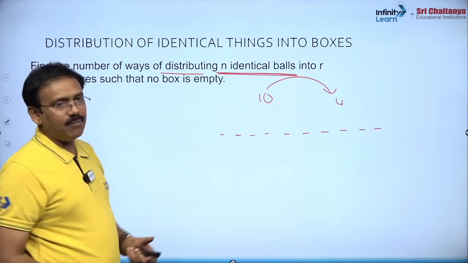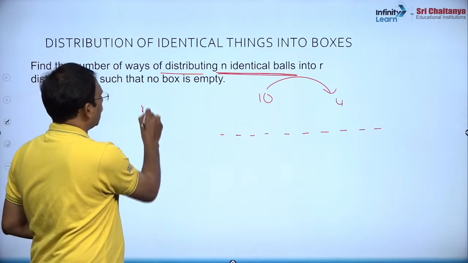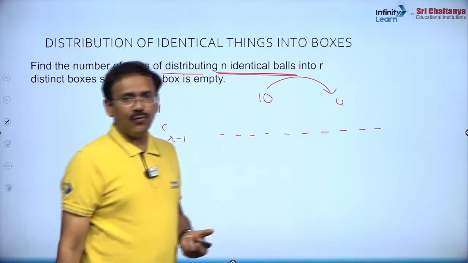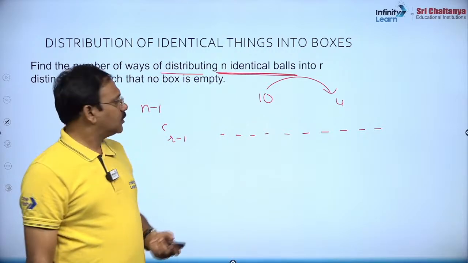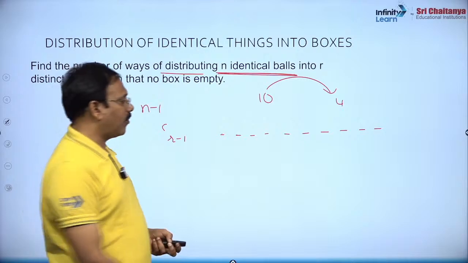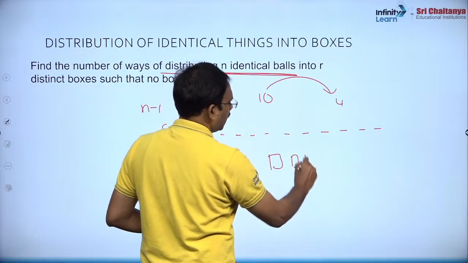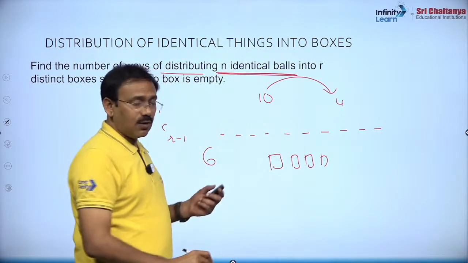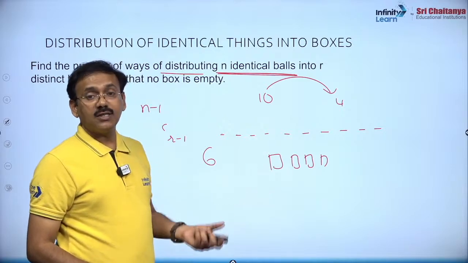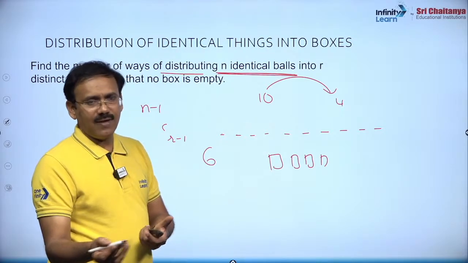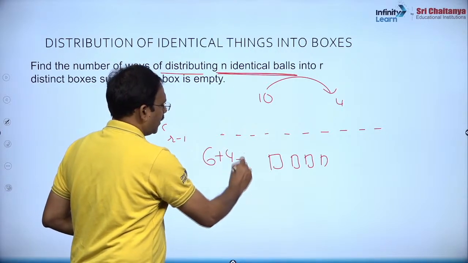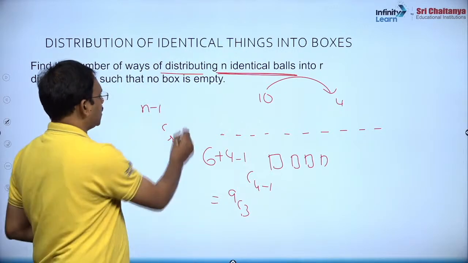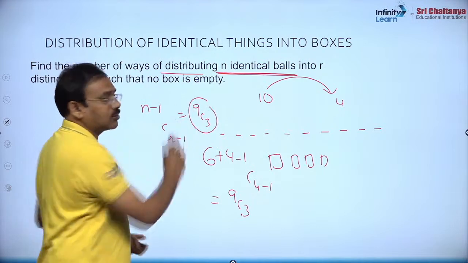If no box is empty, for example, my dear friends, here the answer will be n minus 1 C r minus 1. The logic is simple. 10 are to be arranged into 4, in the sense that no box is empty, there are 4 boxes, right? So first you put one item in all the 4, you are left with 6. Now 6 are to be arranged into 4 such that you can put in any way now. So n plus r minus 1 C r minus 1, which is 9C3, which is n minus 1 C r minus 1 also the same.